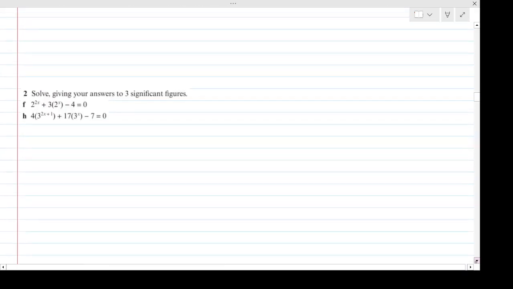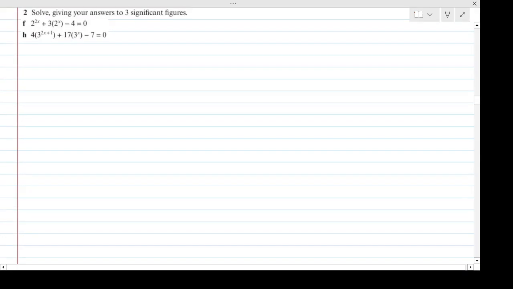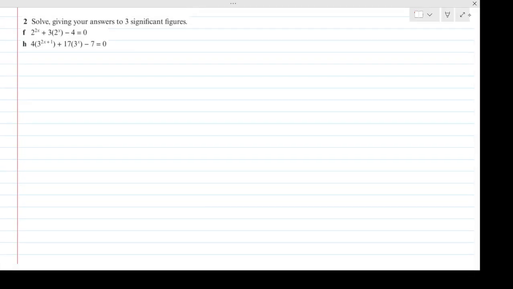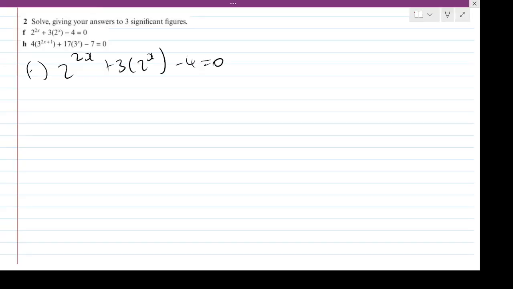Okay, so we've got more hidden quadratic questions to practice. So we first need to solve 2^(2x) + 3 lots of 2^x - 4 = 0. Well, again, hopefully you spot it's a disguised quadratic, obviously because I told you, but hopefully you see that this 2^(2x) I can rewrite as (2^x)^2, add 3 lots of 2^x, minus 4 equals 0.